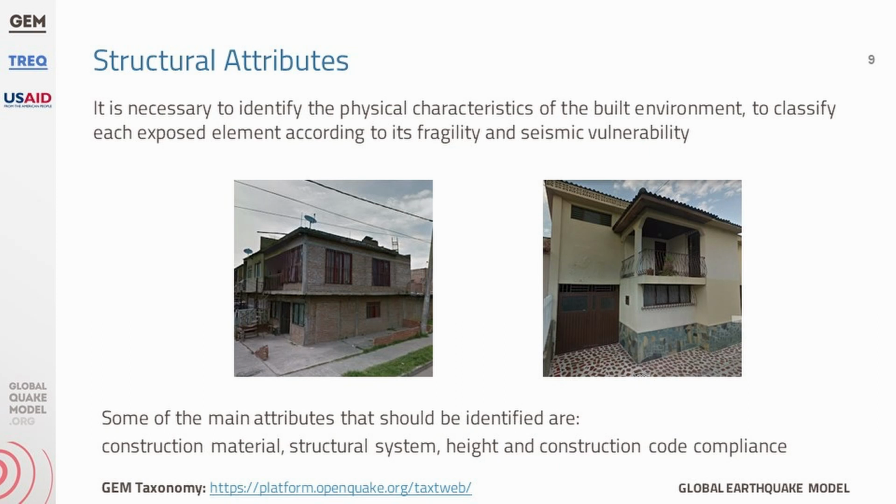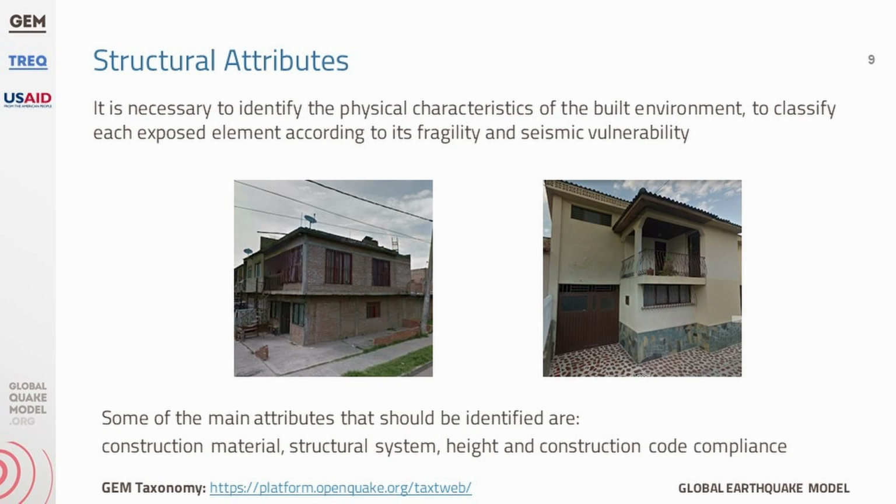Among the main physical attributes that must be identified are the construction material, the structural system or lateral load resisting system, the height or number of stories, and the year or the design regulation. The structural attributes are considered essential since the damage or loss that an exposed element may suffer is a function of its seismic vulnerability. Let's take, for example, the two assets shown in these images.